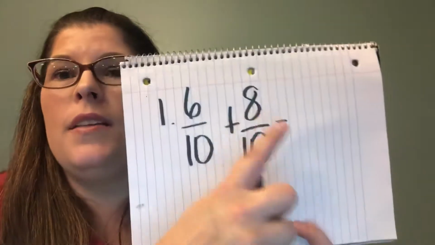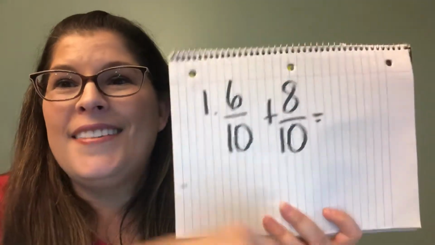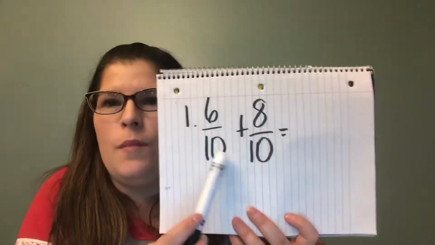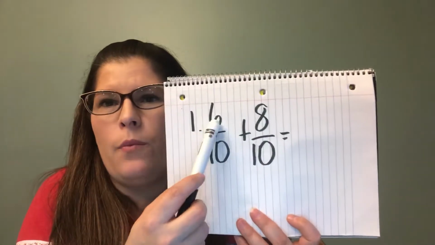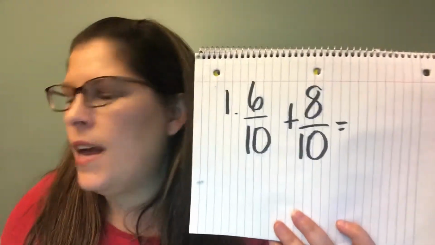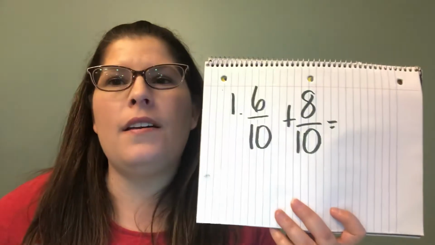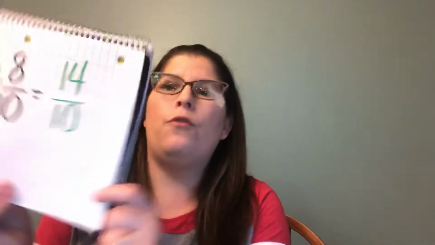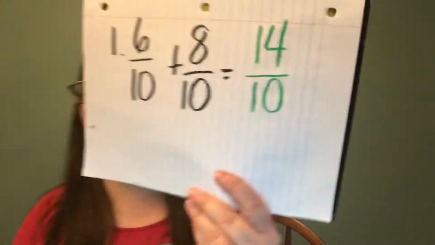6 over 10 plus 8 over 10. So we have the same denominator, so we're going to add right across. 6 plus 8. What is 6 plus 8? 14. Does our denominator ever change? No, it stays the same. So it's going to be 14 over 10.